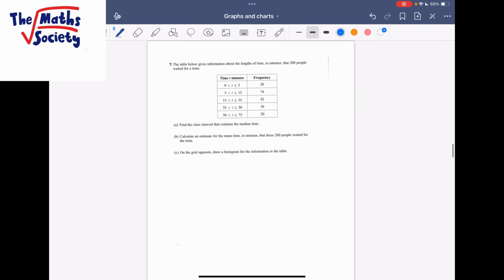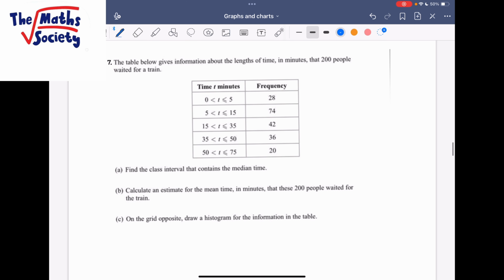And now we'll go on to question 7. Question number 7 says that the information about the length of time in minutes that 200 people waited for the train is given. So you have the time intervals with the class width and the frequency as well. And then it says find the class interval that contains the median time.